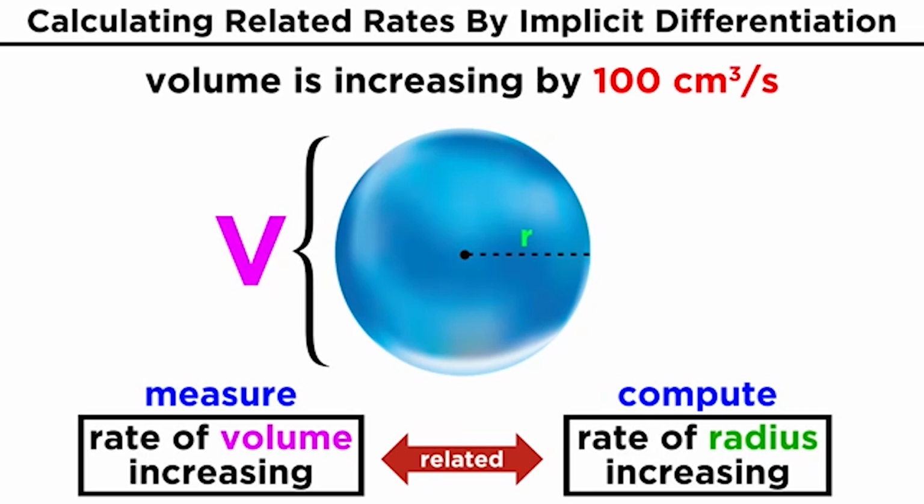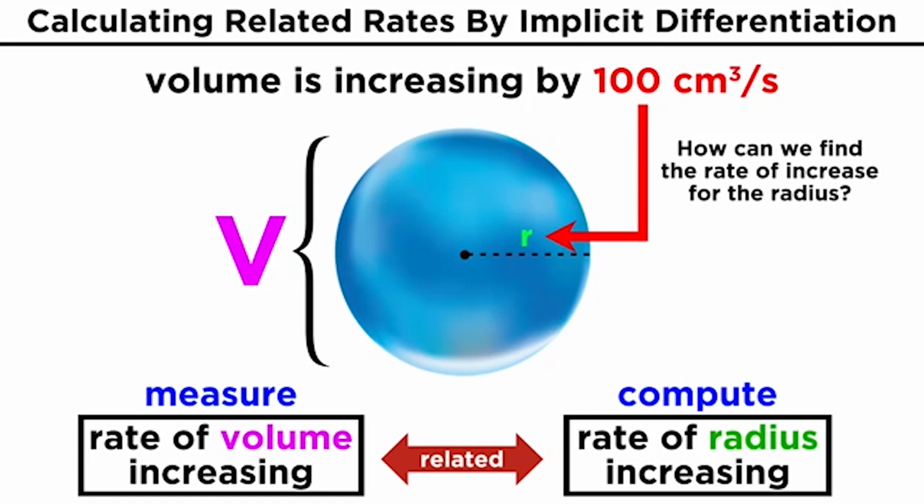It's probably easier to measure the change in volume. So let's say that we do measure the volume over some period of time, and we find that it is increasing by 100 cubic centimeters per second. How can we use this to find out how fast the radius is increasing at a particular instant, like the moment when the diameter of the balloon is 50 centimeters?